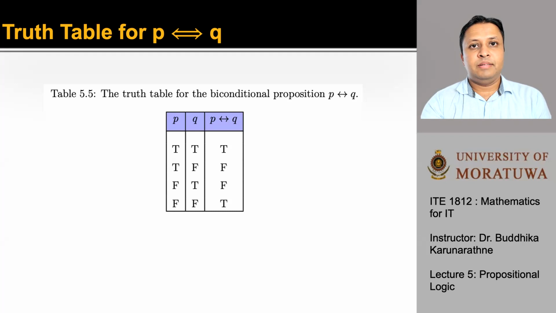We now take a look at the truth table for P if and only if Q, the biconditional proposition. Note that when both P and Q are true, the biconditional proposition is true. Also, when both P and Q are false, the biconditional proposition is true. In the other two cases, the biconditional proposition is false. So this is the truth table for P if and only if Q.